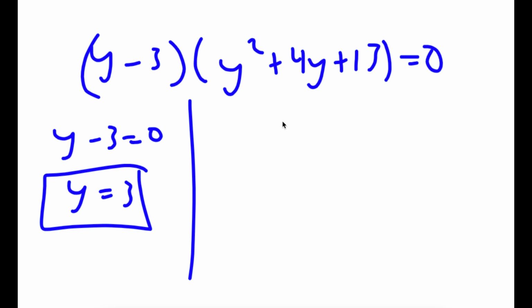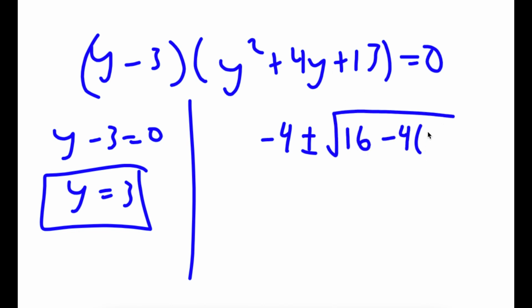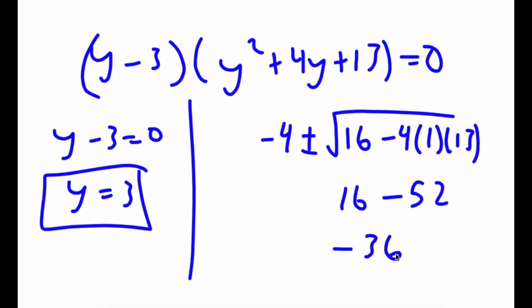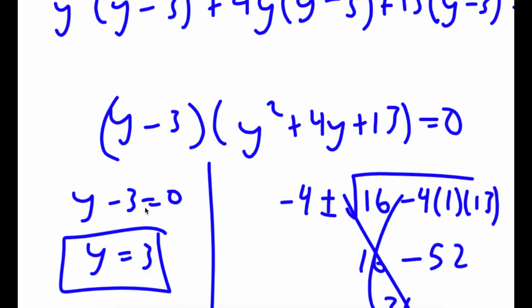So to solve this, I'm going to use the quadratic formula, which is negative b, so negative 4 plus or minus the square root of b squared. So 4 squared minus 4 times a, which is 1 times c, which is 13. And if you notice, this is actually going to be 16 minus 52, which is negative 36. And you can't take the square root of a negative number, so this is wrong. And my only solution for y is 3.